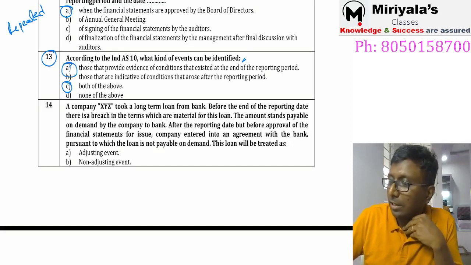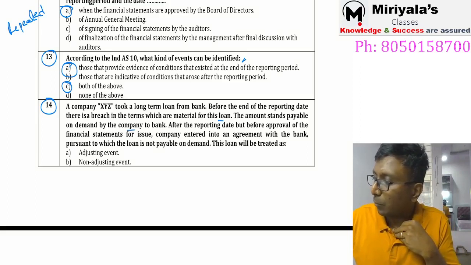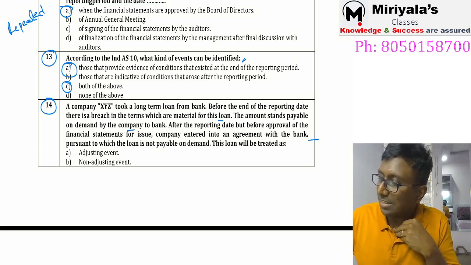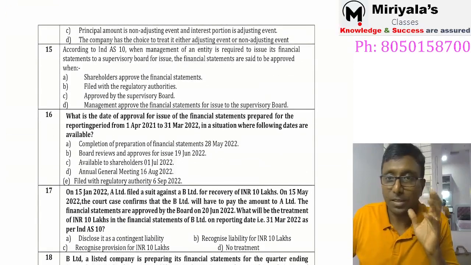Okay, right. And the 14th bit. A company XYZ took a long-term loan. Before the end of the reporting date, there is a breach in the terms of the material loan. The amount stands payable on demand by the company. After the reporting date, but before the approval of the financial statements, the company got into an agreement. I think this is the same repetition again. This is repeated. Yes, so I'm also solving along with you.